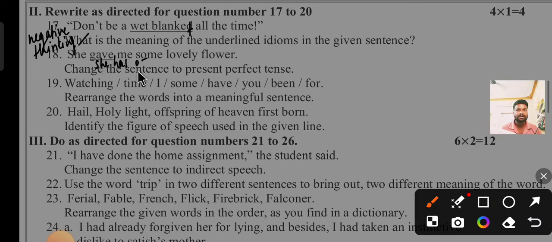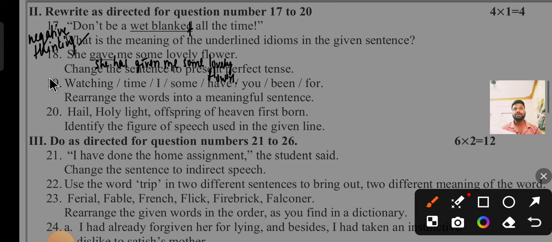She has given me some lovely flowers. This is the right present perfect tense. She has given me some lovely flowers.